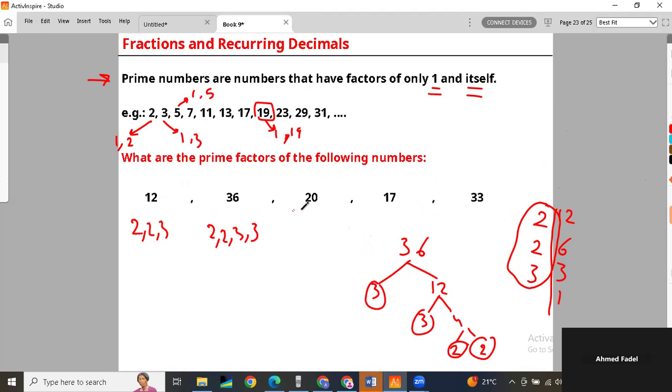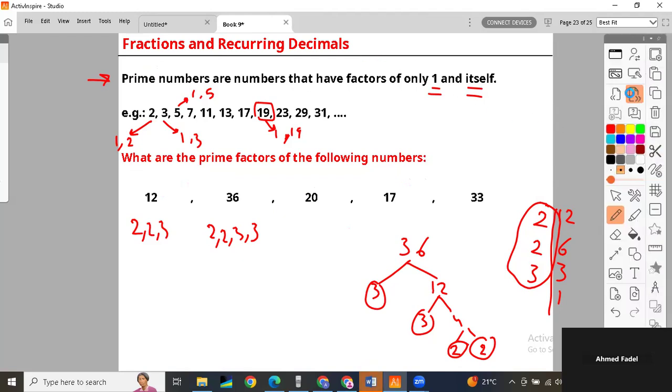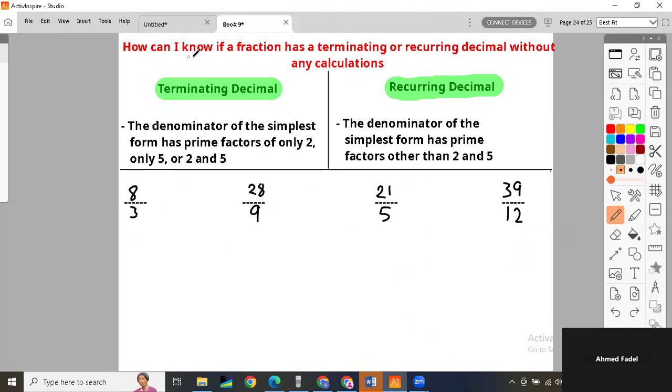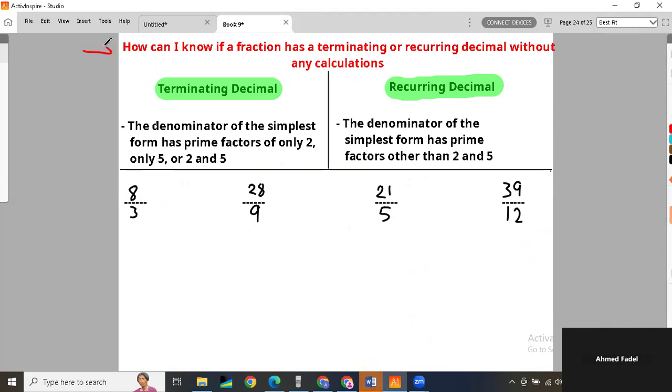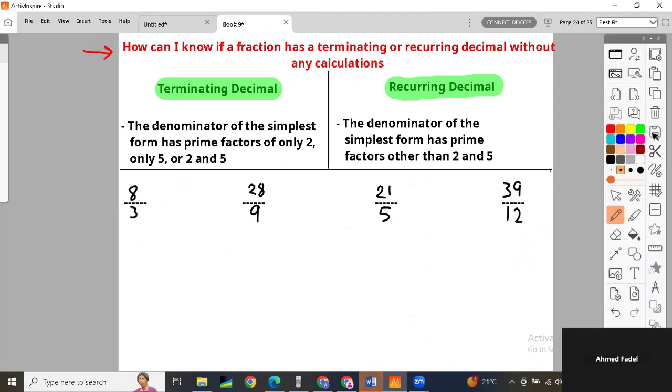So now we know the prime factors, the prime numbers, and how to get the prime factors of a number. What does this have to do with our lesson today? Fractions and recurring decimals. We're going to go back to the lesson here. This question comes a lot in exams, and you're going to find a lot also in the learner's book and the workbook.